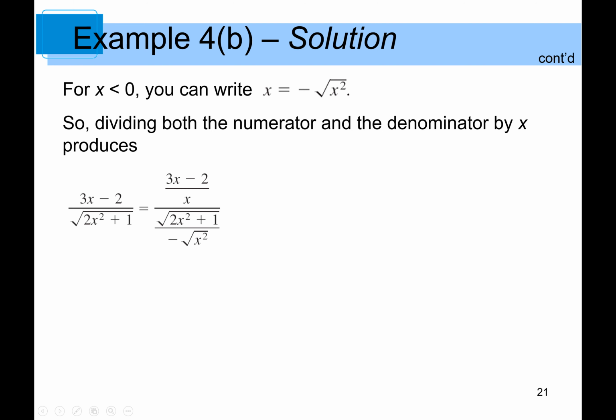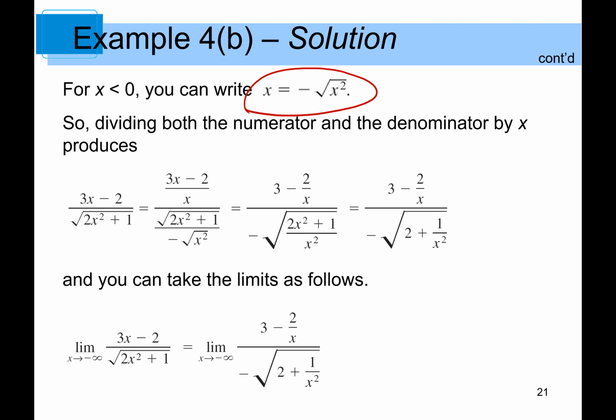Yes, and for x less than 0, this is a tricky part, right? x is equal to negative square root of x squared. Okay, and divide both the numerator and denominator by x. You end up with that. That's exactly what we have. Here, this is a key thing, because anything after the square root becomes positive. So this part is always positive, or we have to put a negative sign in front of it to guarantee a negative result, because x is negative.